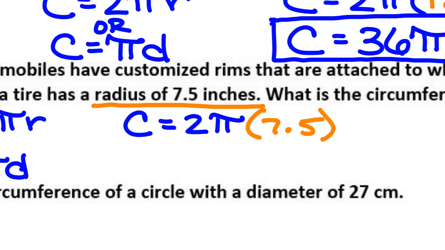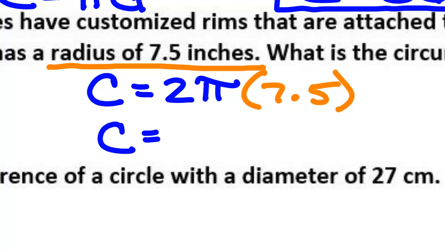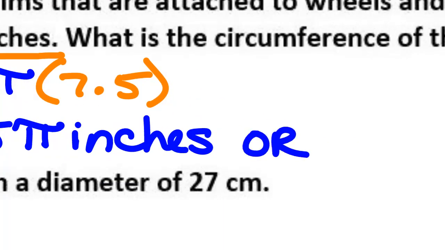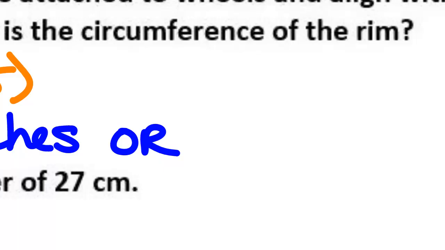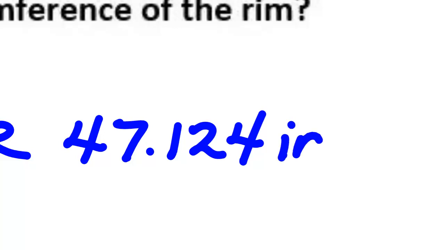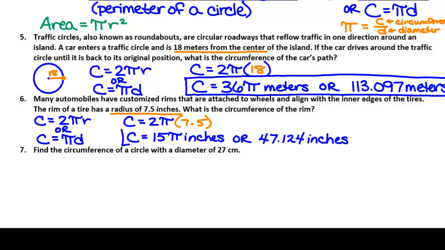What is 2 times 7.5? So this would be 15 pi inches. Or what would that be in its decimal form? 47.124, thank you. So 15 pi inches, that would be the way I would leave my answer if they wanted it in exact form. I would leave my answer as 15 pi inches. If they wanted it rounded, then I'm going to give the decimal approximation 47.124 inches.